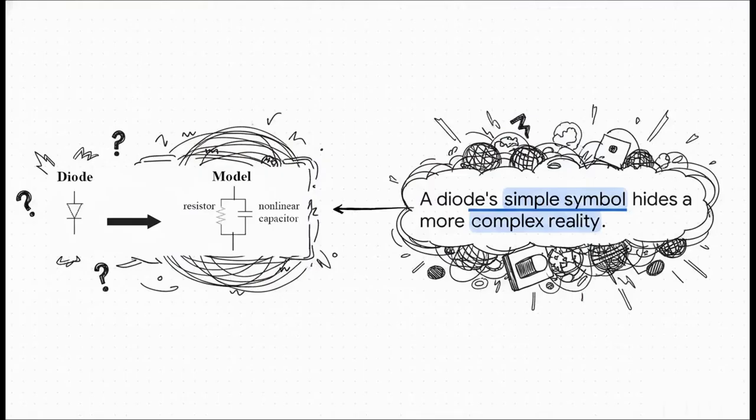So, what you're seeing here is a classic don't judge a book by its cover situation. On one side, you have the super simple symbol that an engineer draws on a schematic. But on the other side, that's what's really going on under the hood. It's a switch, sure, but with all those little built-in flaws we just talked about. This perfectly shows the hidden complexity that we're about to play with.